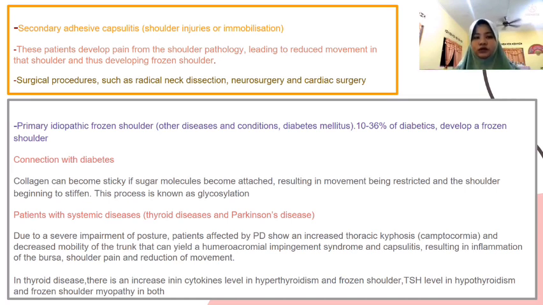These patients develop pain from the shoulder pathology, leading to reduced movement in the shoulder and thus developing frozen shoulder. Surgical procedures such as radical neck dissection, neurosurgery, and cardiac surgery can also trigger frozen shoulder, due to the patients being bedbound for a prolonged period of time.